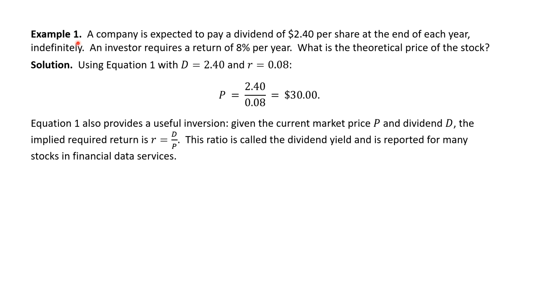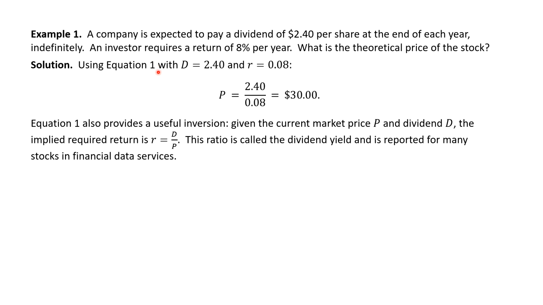Let's look at an example. A company is expected to pay a dividend of $2.40 per share at the end of each year, indefinitely, or at least in terms of the investors' horizon for their investment. An investor requires a return of 8% per year. What is the theoretical price of the stock?